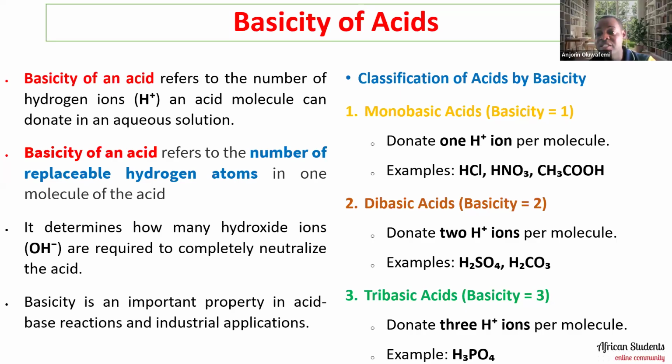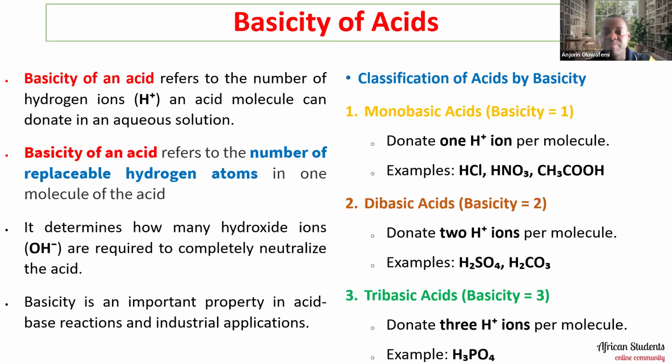Now, classification of acids by basicity. We can classify an acid into, one, monobasic acid. A monobasic acid has a basicity of 1. It can donate 1 hydrogen ion per molecule. Examples of monobasic acids are HCl, HNO3, and ethanoic acid, CH3COOH.